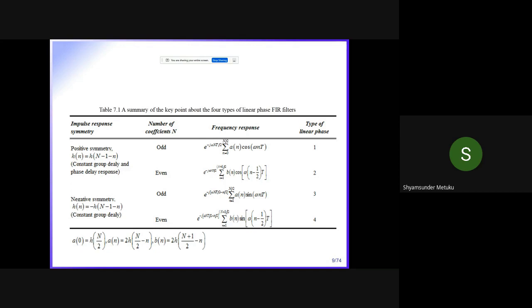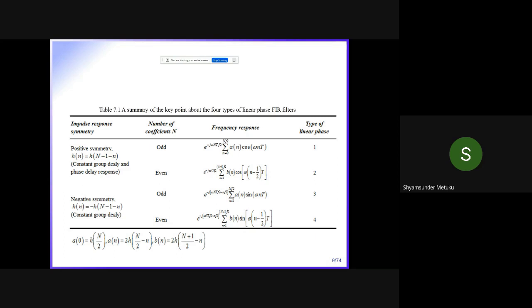Impulse response symmetry, right? Odd and even. The first two will be symmetry, and the second, third and fourth will be skew symmetry or negative symmetry. These are the frequency responses for the equations. It is a type of linear phase. In most textbooks it is given as 0, 1, 2, 3, or else you can also give the type of the linear phase as 1, 2, 3, 4. Anything is okay. Is it clear?